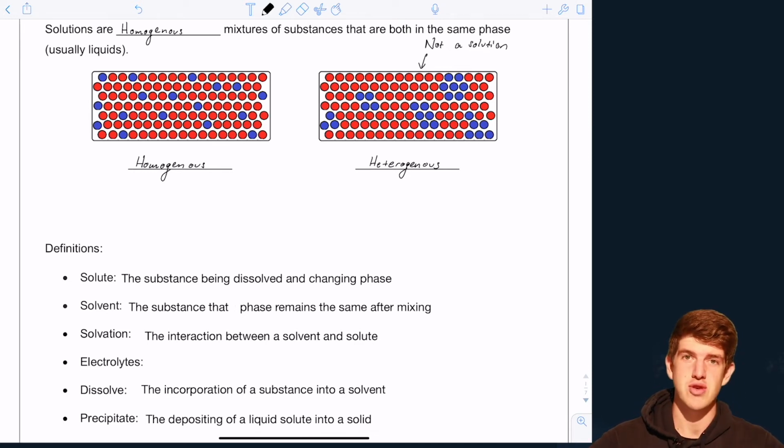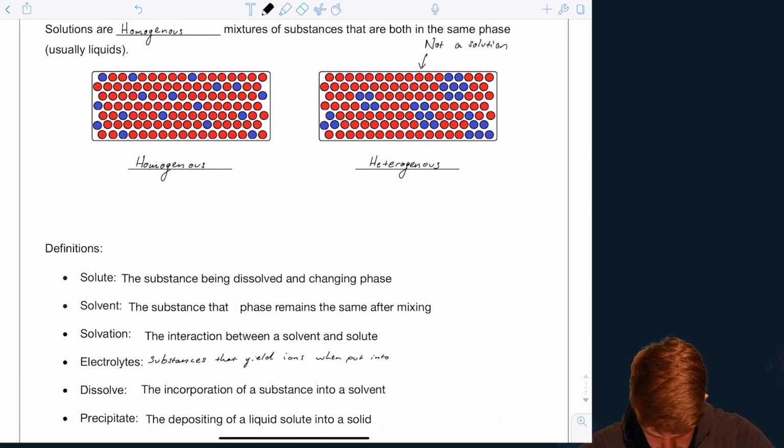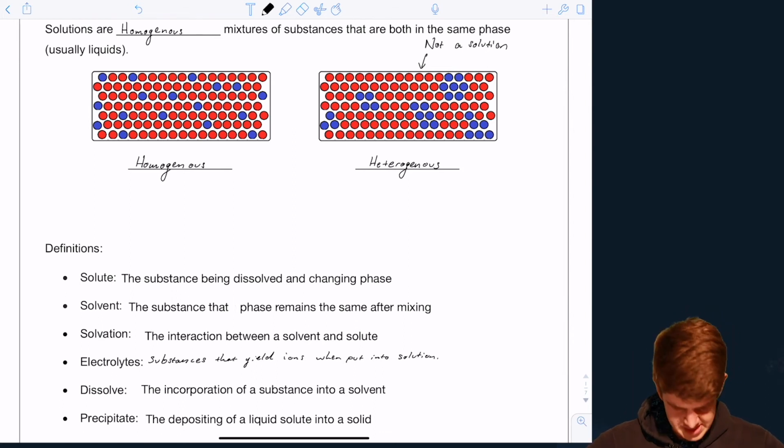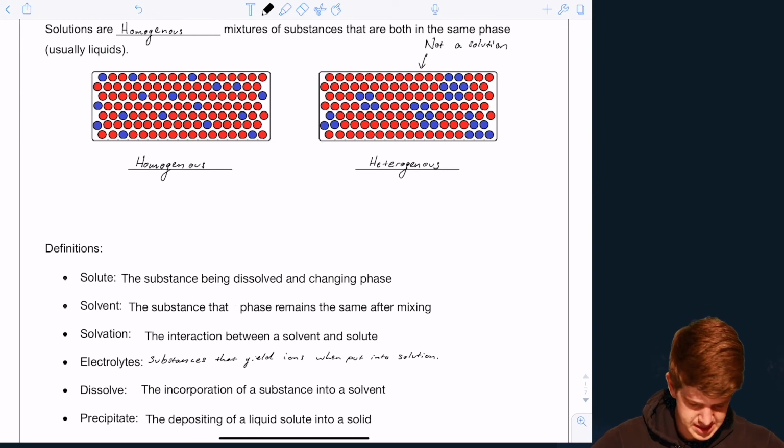So electrolytes are just going to be substances that yield ions when put into solution. So examples of electrolytes would be, let's say, sodium chloride. When we put sodium chloride into an aqueous solution or a water solution, that NaCl will split into an Na+ ion and a Cl- ion.